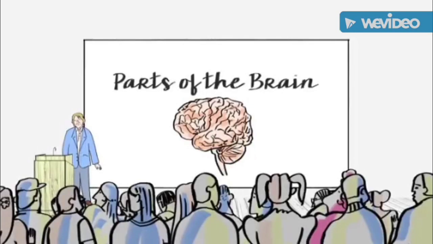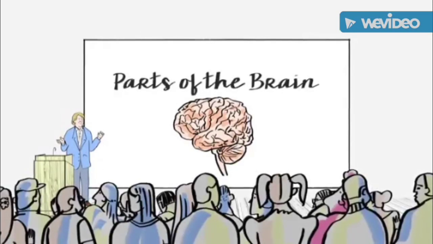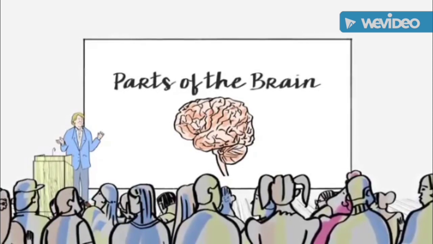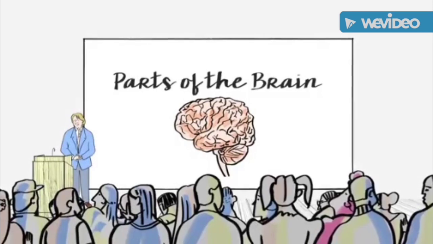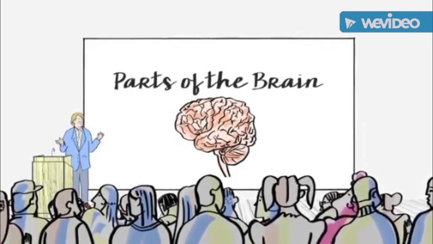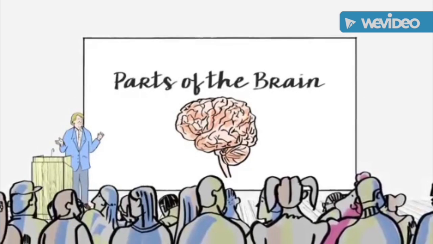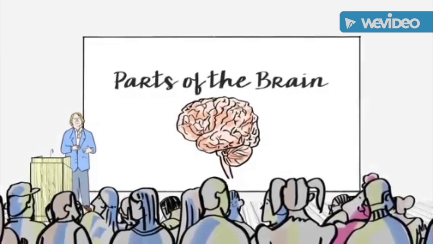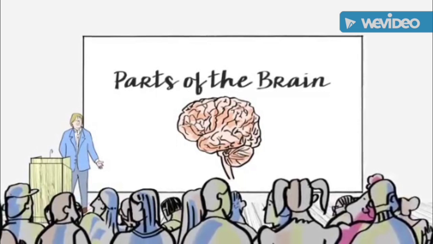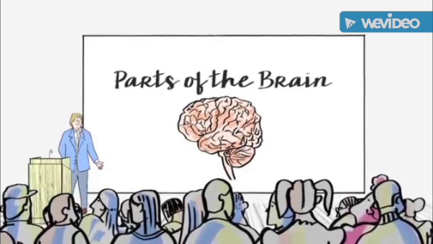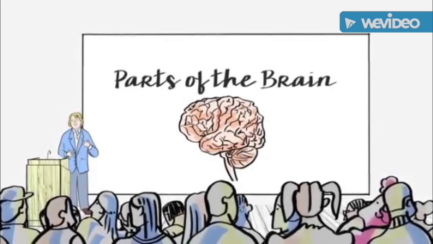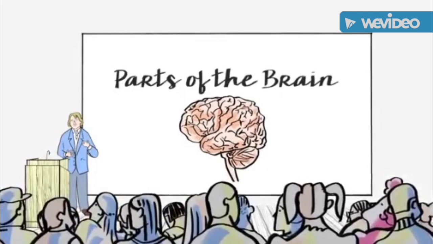So let's talk about the different parts of the brain and what they do. Parts of the brain are functionalized for different purposes. They do different things, which is why damage to parts of the brain has different effects. It's also why, when you look at an fMRI scan or PET scan or something that records neural activity, you can figure out what's going on based on the location of the activity.